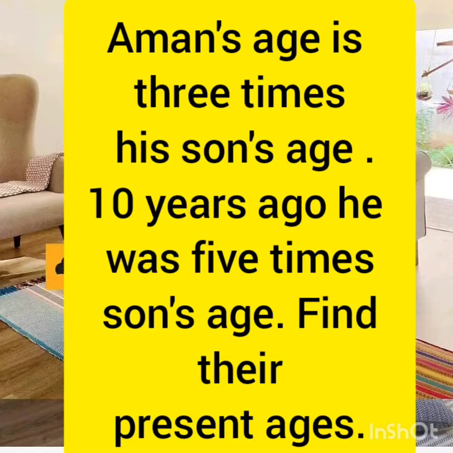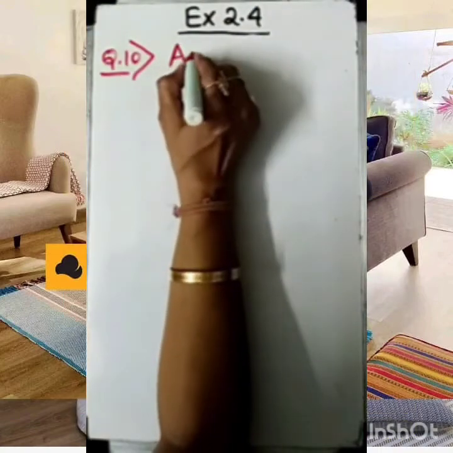So, dear student, Aman is here. Aman's age is 3 times his son's age. It means Aman is a father. The name of the father is Aman. Let me note down the question in short first. Aman's question is here.